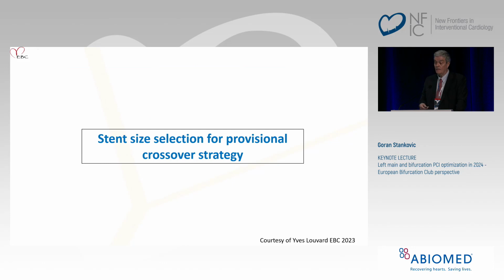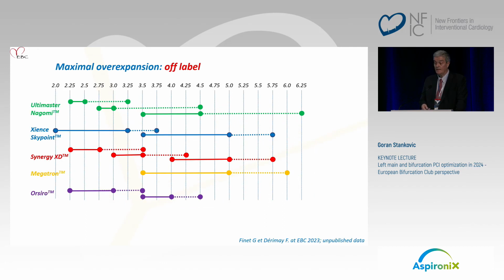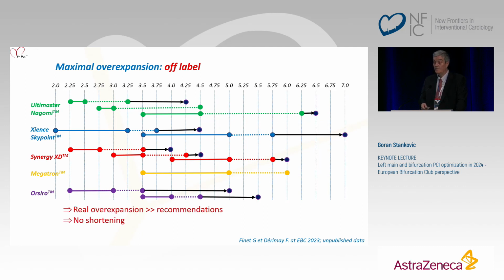A few data on bench testing were presented this year at EBC. How should we select stent size for provisional crossover? This is, I think, the table that everybody knows with on-label maximum expansion capacity. And this is the famous paper by Nicolas Foin that was showing that you can still overexpand. But this year, Gerard Finet and Derimay presented real maximum overexpansion going up to 7 millimeters. And you see that from the current generation, Synergy, Nagomi, and Onyx have the highest expansion capacity above 6 millimeters.